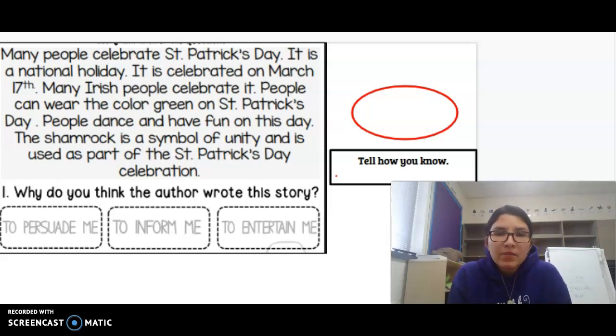Many people celebrate St. Patrick's Day. It is a national holiday. It is celebrated on March 17th. Many Irish people celebrate it. People can wear the color green on St. Patrick's Day. People dance and have fun on this day. The shamrock is a symbol of unity and is used as part of St. Patrick's Day celebration. I'll read it one more time.